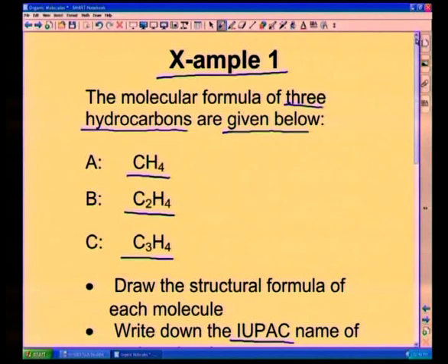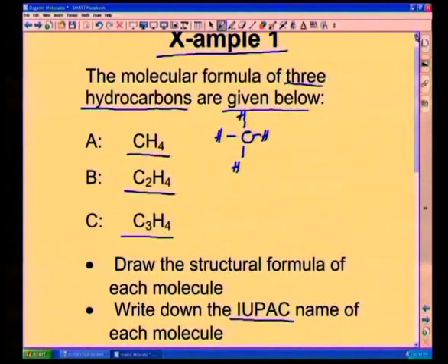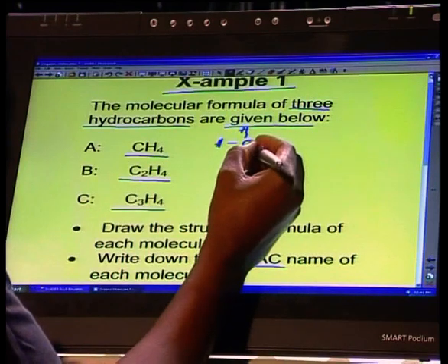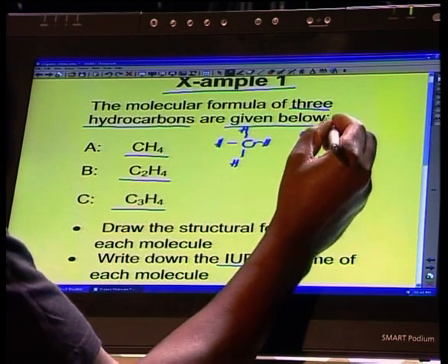Draw the structural formula. Now we've got 1 carbon atom for number A, so I'm drawing the structural formula, knowing that carbon can form 4 bonds. There we go. CH4, 4 hydrogen atoms around 1 carbon atom. And when I have done this, write down the IUPAC name and identify the homologous series where it belongs. IUPAC name, remember we said the prefixes tell us about the number of carbon atoms. This is only 1, so it is definitely a meth.